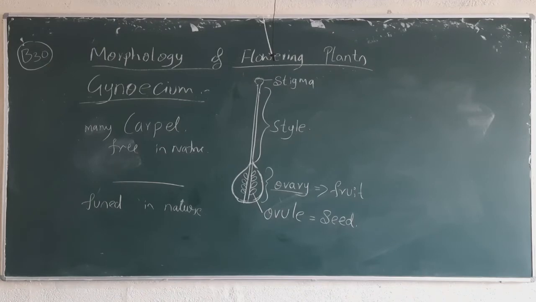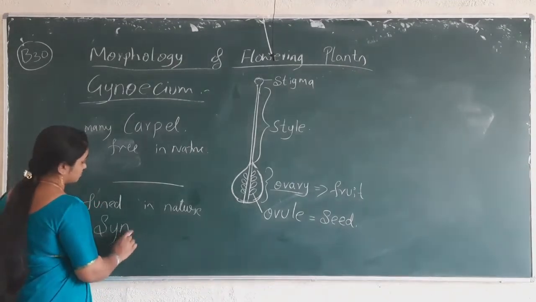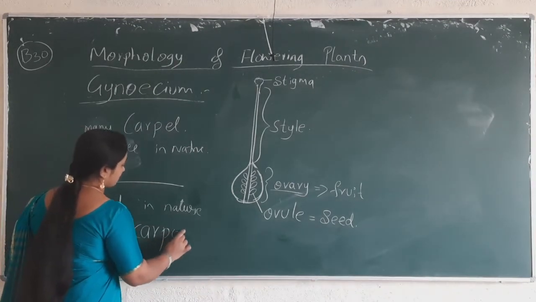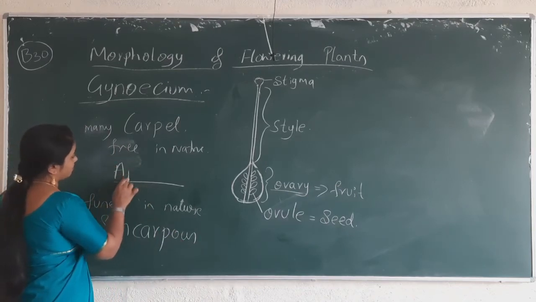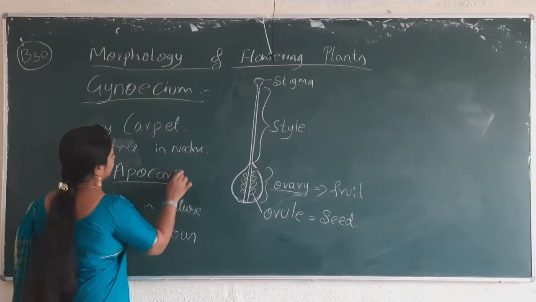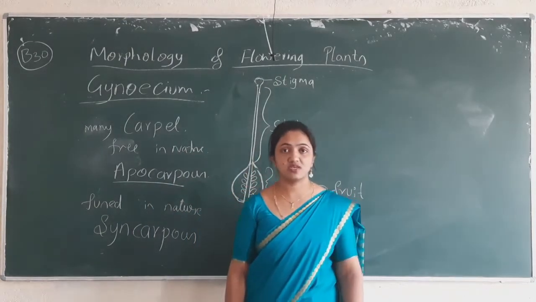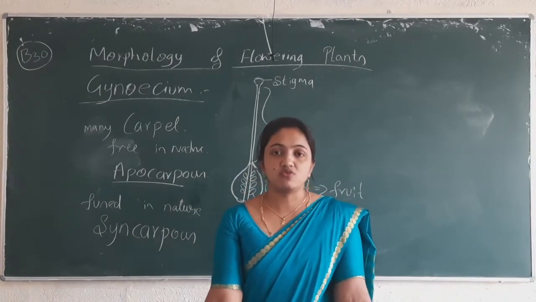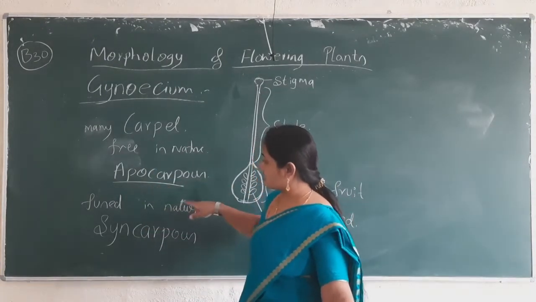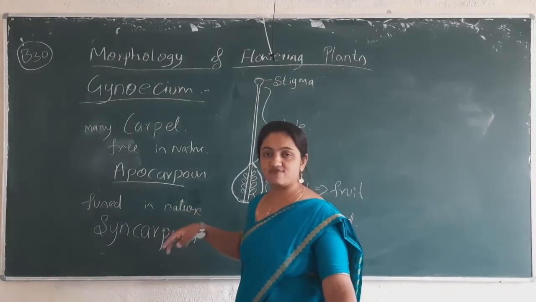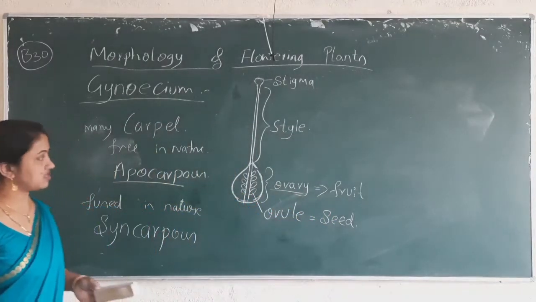When the carpels are fused, the type of carpel is known as syncarpous. When the carpels are free, the carpel is known as apocarpous. I am talking about many carpels. Suppose a flower consists of many carpels. If those carpels are free in nature, that type of carpels are known as apocarpous. If they are fused in physical appearance, that type of carpel is known as syncarpous.